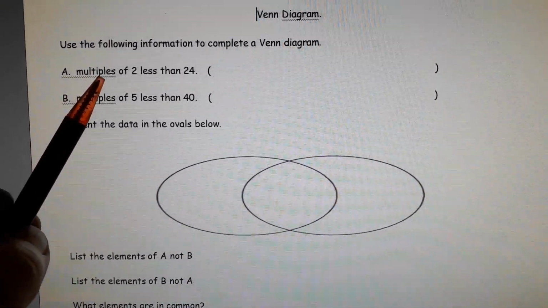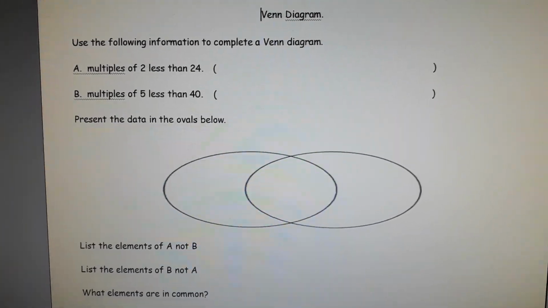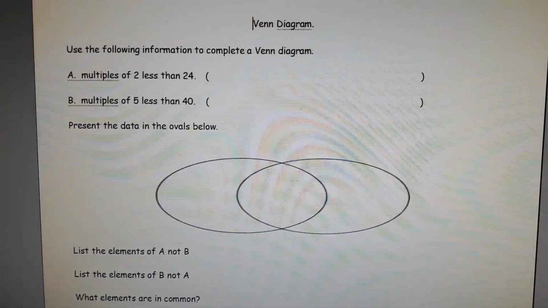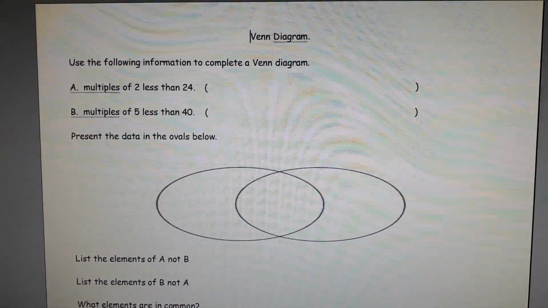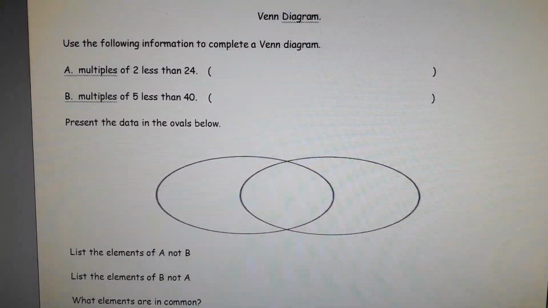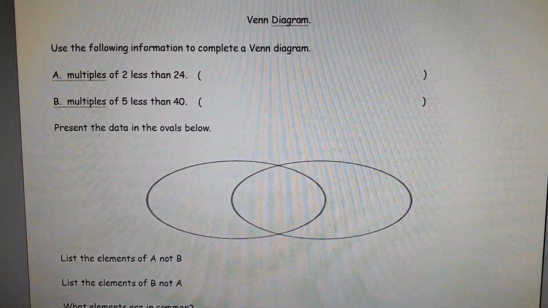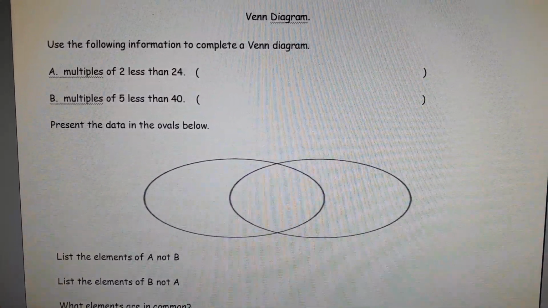Well, I have multiples of 2, which are less than 24. Well, what are the multiples of 2? Well, you know them. 2, 4, 6, 8, 10, all the way as far as, not 24, it has to be less than 24, so we can only go as far as 22.